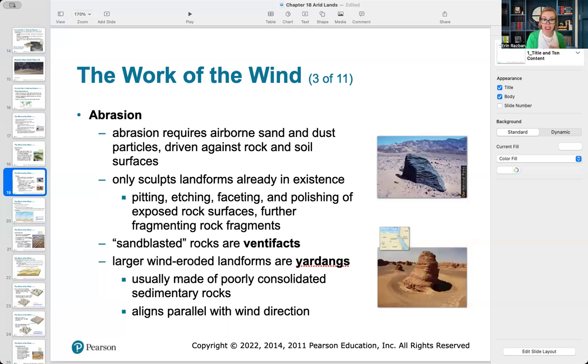The next action is abrasion. This abrasion functions like a natural sandblasting. While less powerful than water erosion, wind-driven sand particles can pit and etch, flat and facet, and polish exposed rocks. In Egypt's White Desert, wind abrasion has sculpted chalk formations into surreal mushroom-like shapes with their bases narrowed by constant sandblasting effect.